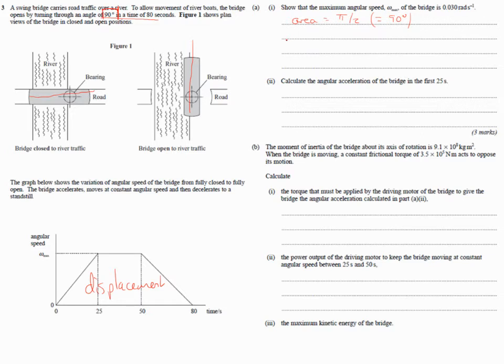So what is the area under the graph? Well, we've got the area of two triangles and a rectangle, which for me is the easiest way to think of this. So 0.5 times 25 times omega max, plus the rectangle, which again is 25 times omega max. It might help just to put some brackets here, just so we don't make a mistake. Plus the area of the final triangle, which is 30 times 0.5 times omega max. So now we're solving this equation.